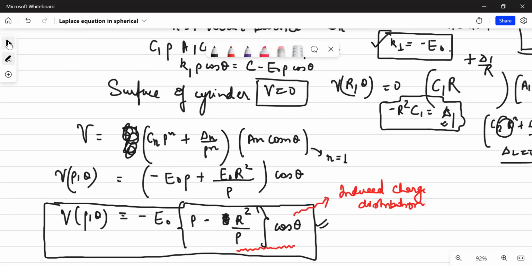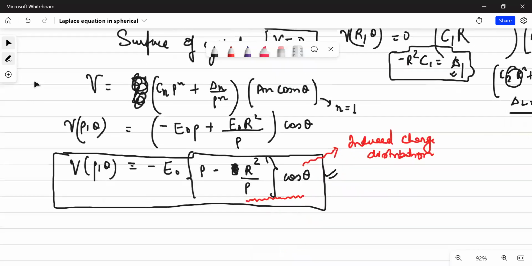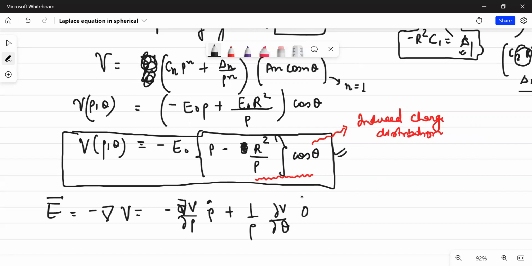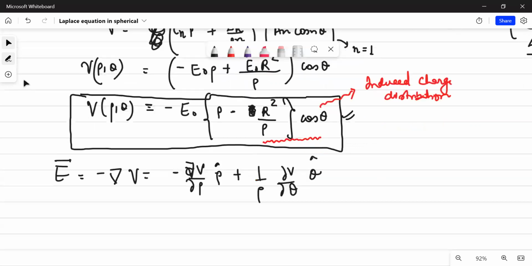Now electric field, as you know, is given by minus grad of phi, and I'm going to write it very straightforwardly because I don't have time. You just evaluate this. This will be minus del V upon del rho, rho cap, and then you can write 1 upon rho del V upon del theta, theta cap. So I think this is something that you can write on your own. I'm not bothered, but I'll write the expression anyhow.